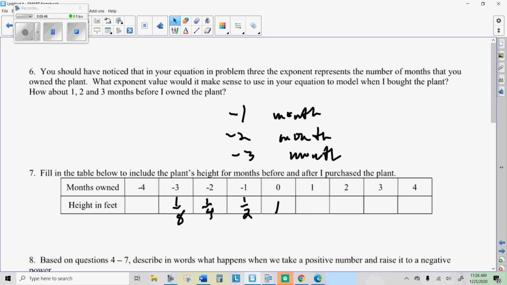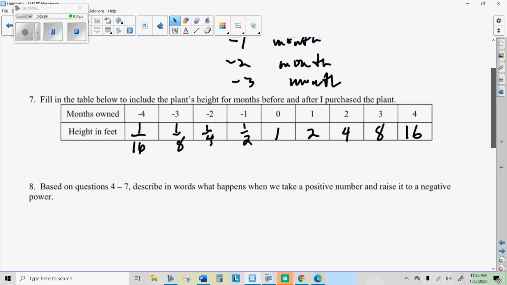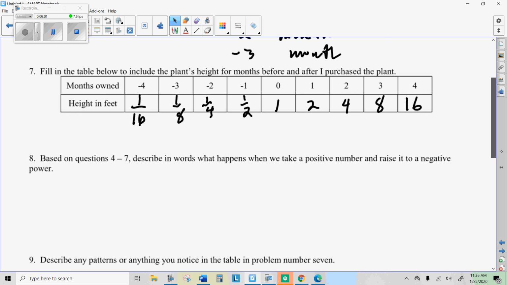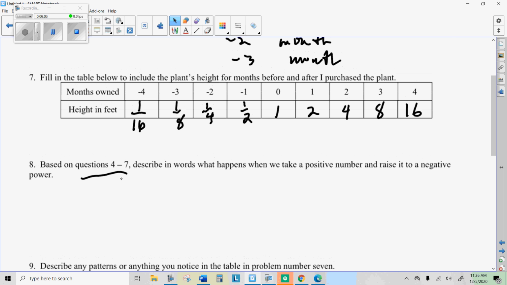We already have these values. All right, for negative 4, you should have said, oh, that's going to be 1/2 of 1/8, which is 1/16 of a foot tall. Based on questions 4 through 7, what's happening when we take a positive number and raise it to a negative power? Go ahead and think about that for a second and respond.